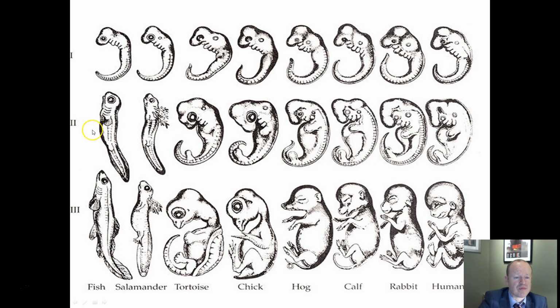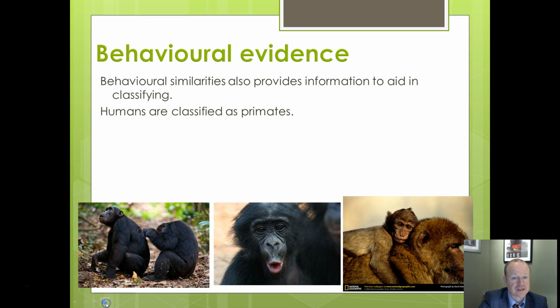So the further something is away from us, the less likely the embryo is to look similar over a period of time. But a long time ago, if you like, everything had a similar evolutionary history. So the embryos look similar because they come from similar backgrounds.